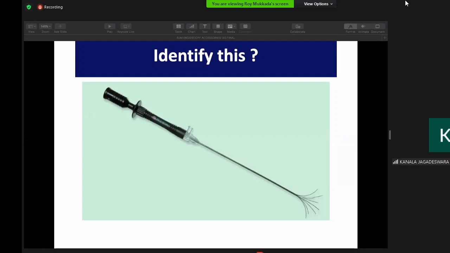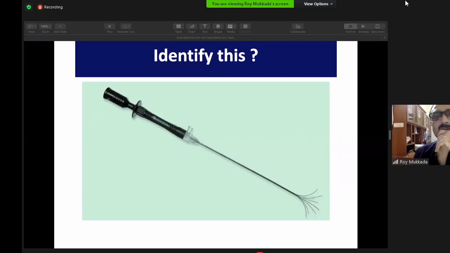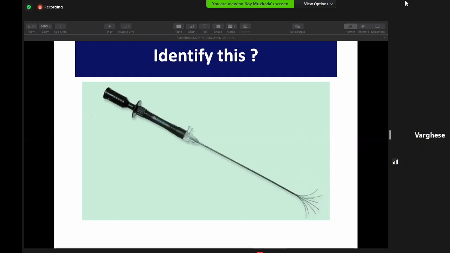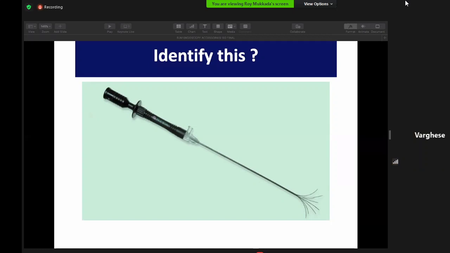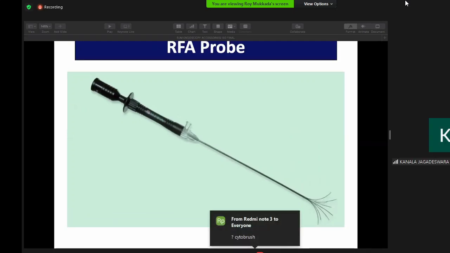Yes, sir. Okay. What is this? This is not used by us, but it is used for our patients by our colleagues. Our patient, but we will send to our colleagues. Okay. Are you able to identify this, Dr. Jagdish? No, sir. Okay. Dr. Roy, tell me.